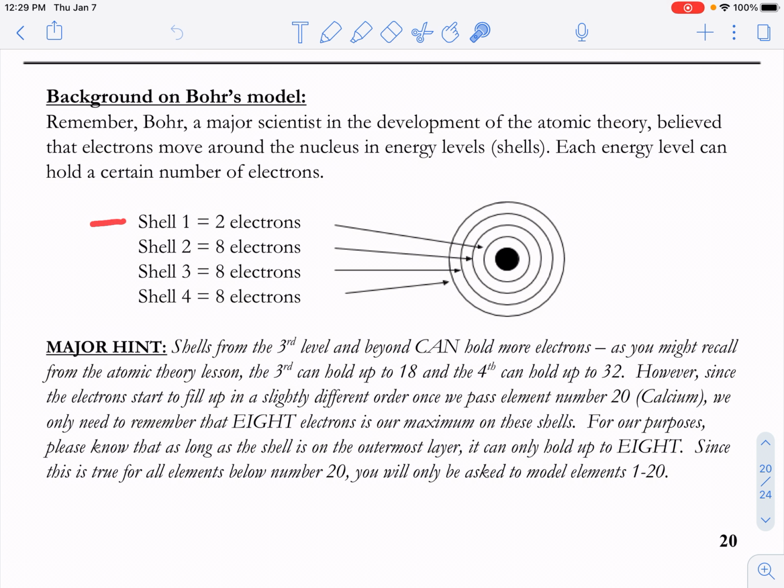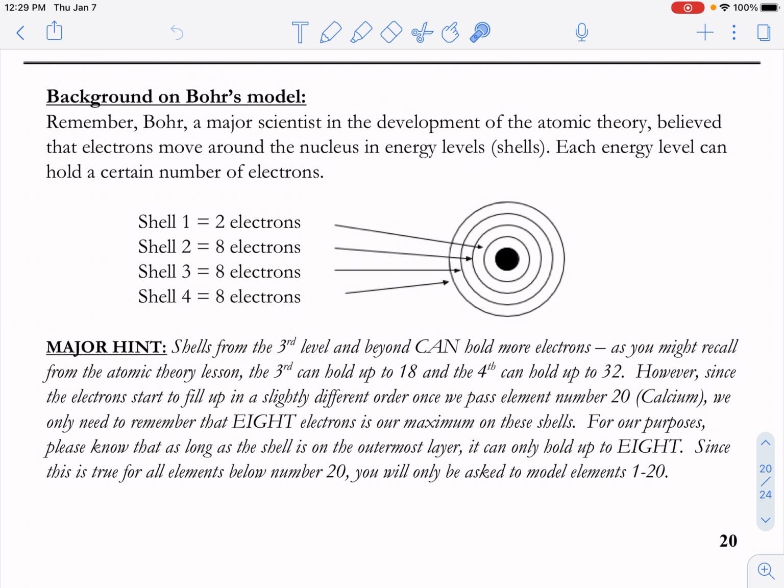So the first shell, right here, can hold 2. So the first shell is this one right here. That's the first shell. Not this inner circle. This is the nucleus. We don't worry about that one. Okay, so that central part, always the nucleus. So the order goes 2, 8, 8, 8. Okay, so shells from the third level and beyond can hold more electrons.